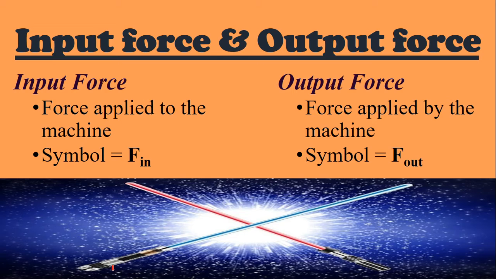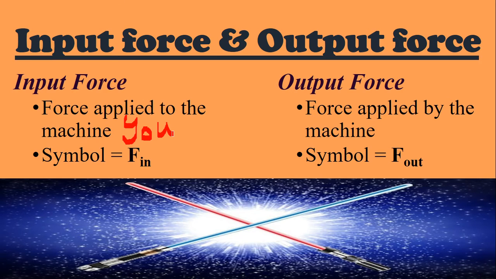Now, when you talk about machines, you need to talk about two things. Talk about input force and output force. The input force is a force applied to the machine. You input the stuff, or the person inputs the stuff. And we do have a symbol for it. It's F sub N, force in.